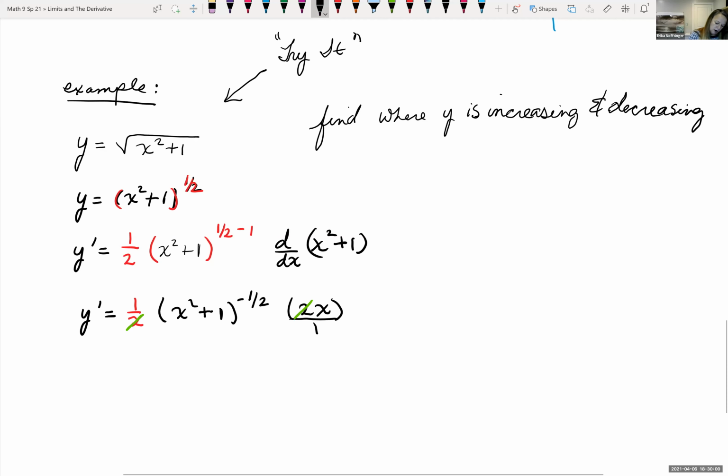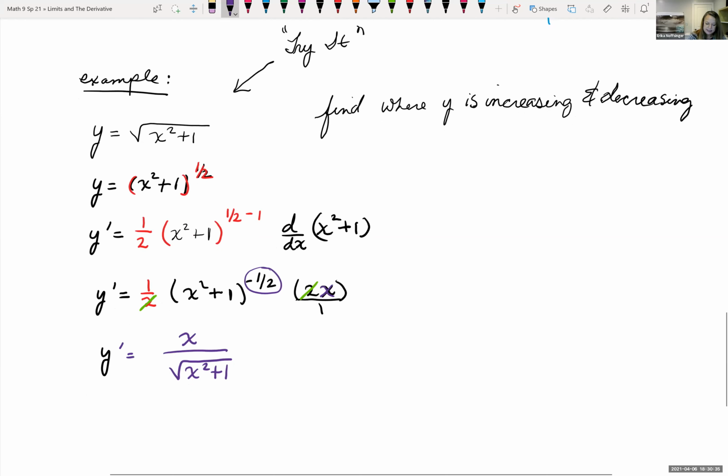And then we are going to rewrite this so that our exponent is positive by bringing it down to the denominator. So the negative 1/2 becomes positive 1/2 in the denominator, and we can rewrite that as a square root. And we're left with this x in the numerator. So x divided by the square root of x squared plus 1.